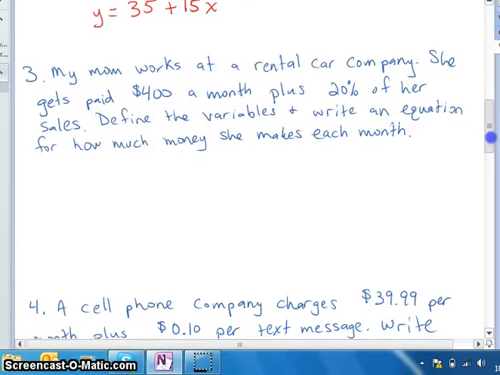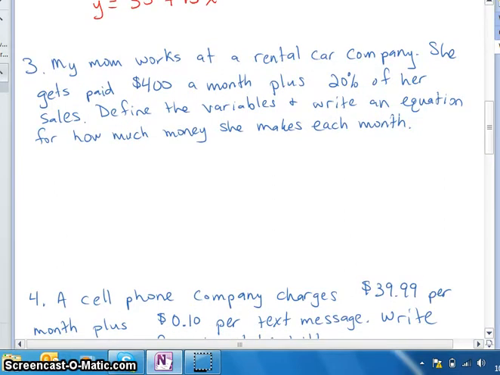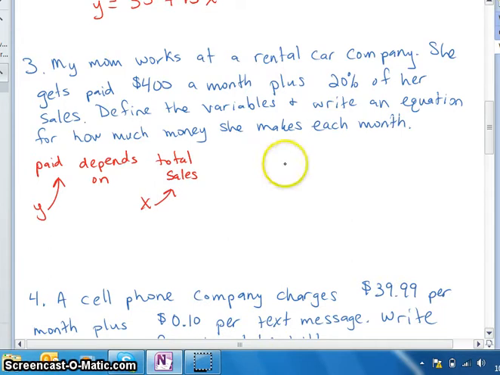My mom works at a rental car company. She gets paid $400 a month plus 20% of her sales. So, what am I talking about? I'm talking about how much she's getting paid. It depends on how much she sells. So Y depends on X. So her income is going to depend on how much she's sold. So she gets paid $400 no matter what. Plus, she gets 20% of her sales.